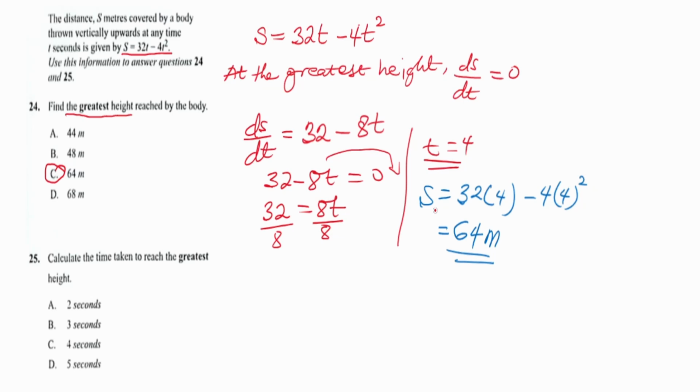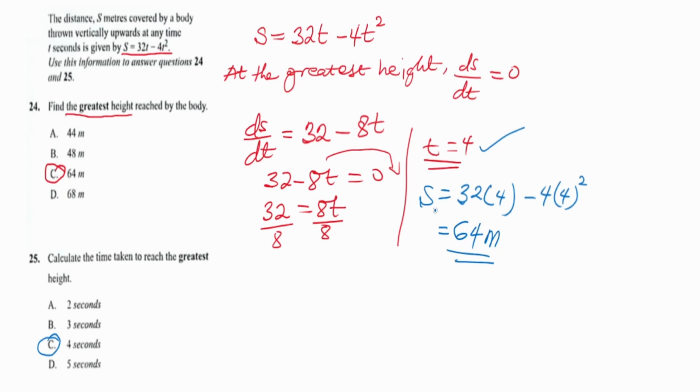Then we move to 25. Question 25 says calculate the time taken to reach the greatest height. We've already calculated that. I said earlier that the time at the greatest height is 4 seconds. So that is option C.